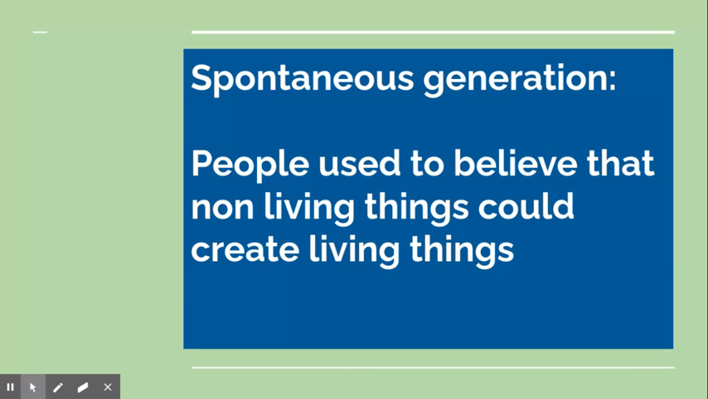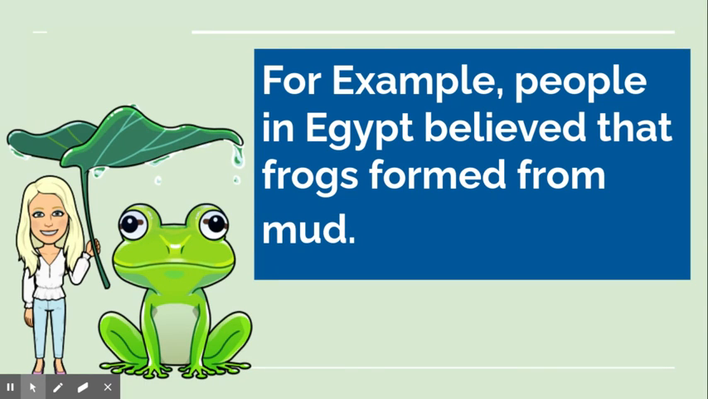Okay, so a lot of times you'll see this word on tests, spontaneous generation. People used to believe that living things could be created from non-living things. For example, people in Egypt believed that frogs formed from mud. It would rain. Rain would make the ground muddy, and then all of a sudden frogs appeared. So they assumed that the mud was creating the frogs. We know that's not the case, but that was an old belief.